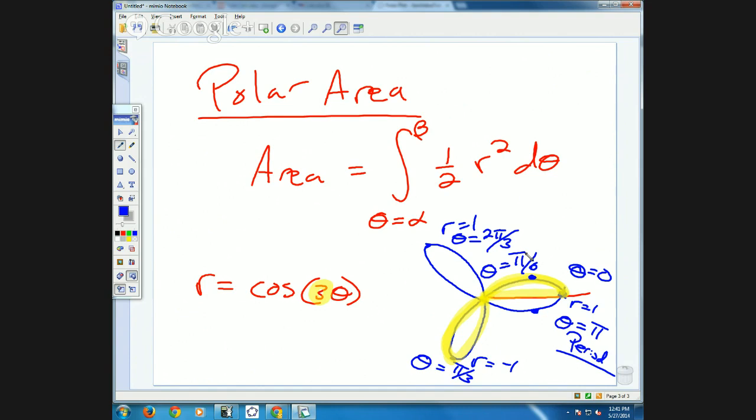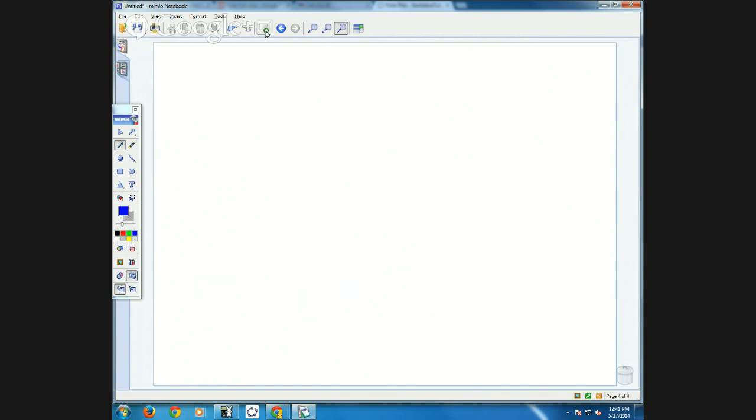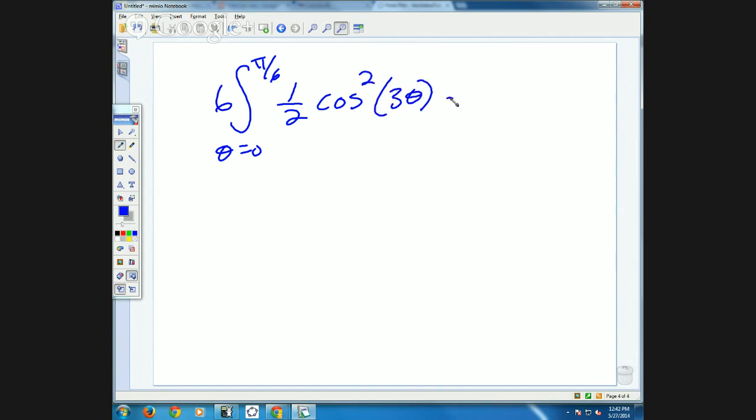Let's do it. So we want 6 times the integral as theta goes from 0 to pi over 6 of 1/2 times the cosine squared of 3 theta d theta.